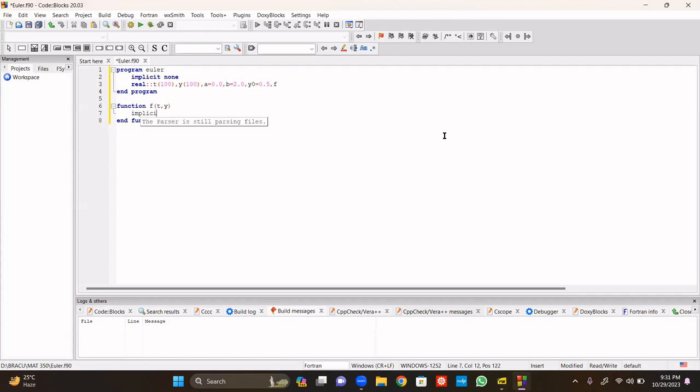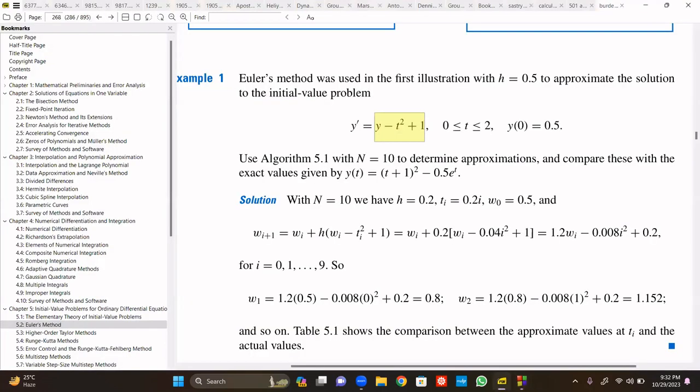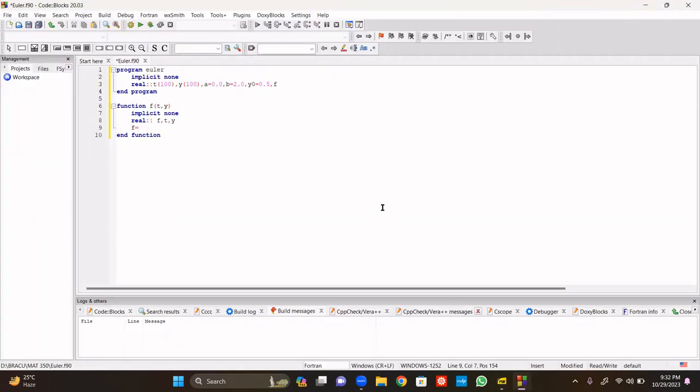Okay, I have to write implicit none here again because the variables are local here. Write real. We must include the name of the function f as the return variable. We must include the input variables t and y as well. And the return expression is, let's check again, y minus t square plus 1. So y minus t square plus 1. This is how a square or to the power is written in FORTRAN. Okay, I think I won't need anything else in the function.